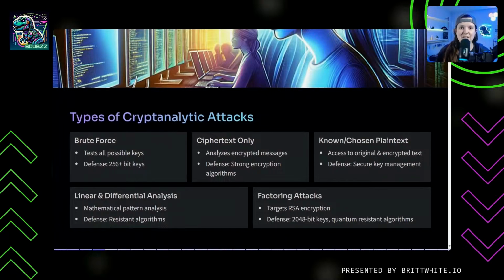Known plaintext attacks are more powerful since attackers have both the original and encrypted text, like having part of the decoded message. And in chosen plaintext and ciphertext attacks, attackers can encrypt or decrypt specific messages to study the output. This is similar to how Allied forces used captured Enigma machines to understand German encryption. For both known or chosen plaintext attacks, the attacker needs direct access to the encryption system itself. The key defense here is maintaining secure key management practices.